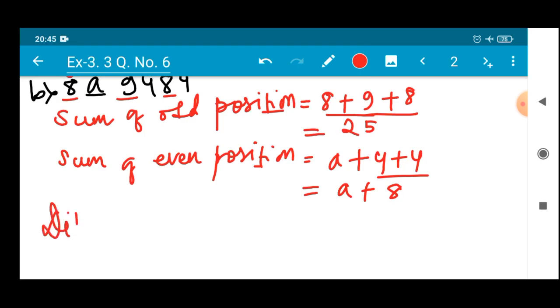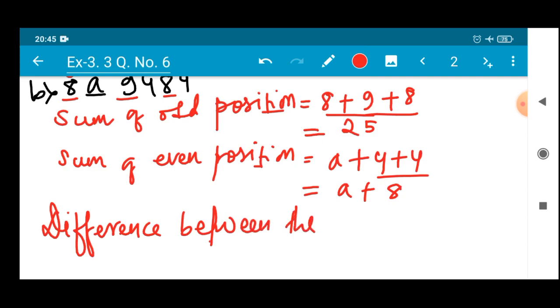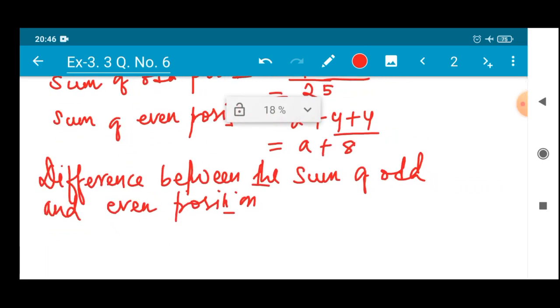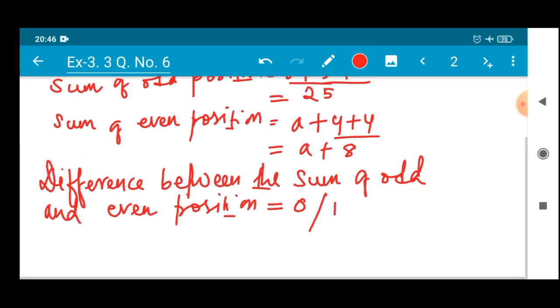So now what we'll do, we will find the difference between the sum of odd and even position. When we find this difference between the sum of odd and even position, the result should be 0 or a multiple of 11, isn't it? It should be 0 or a multiple of 11.